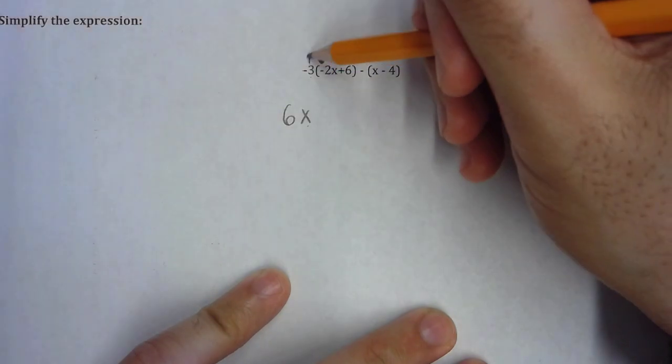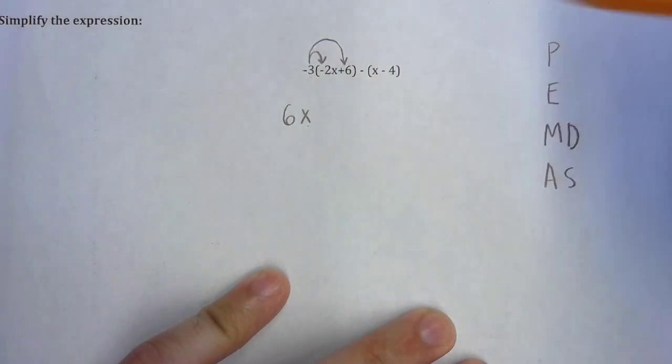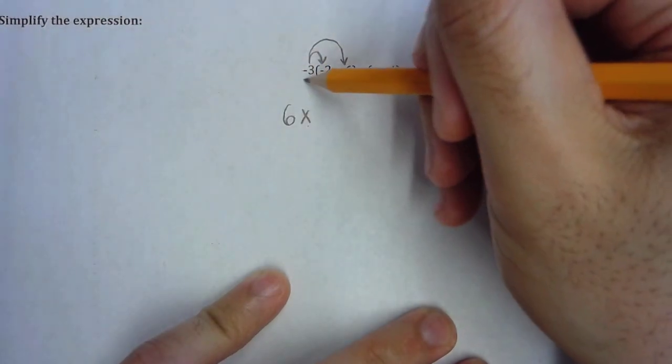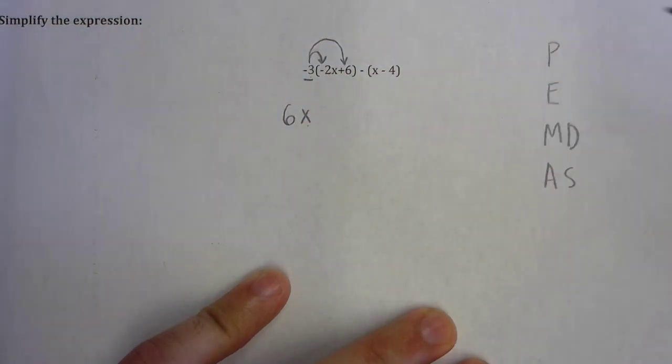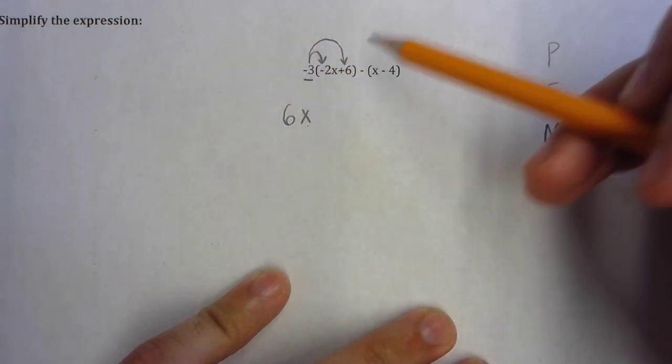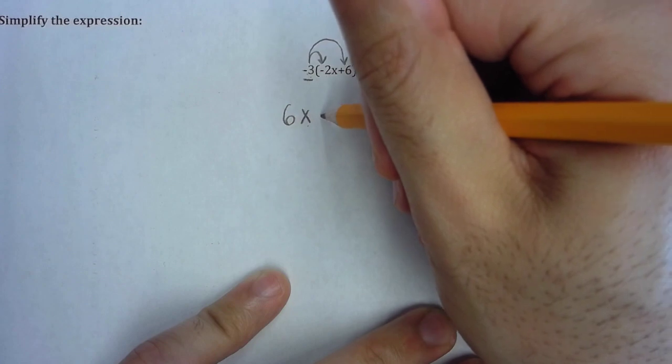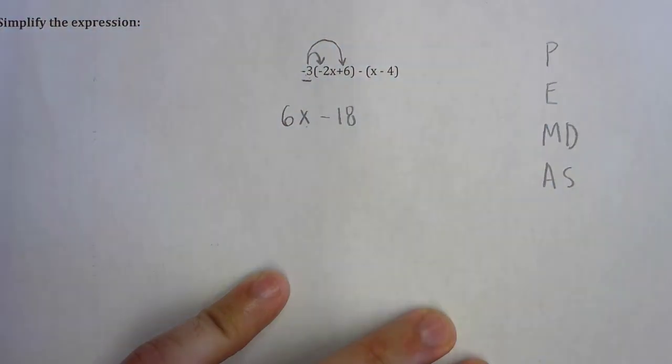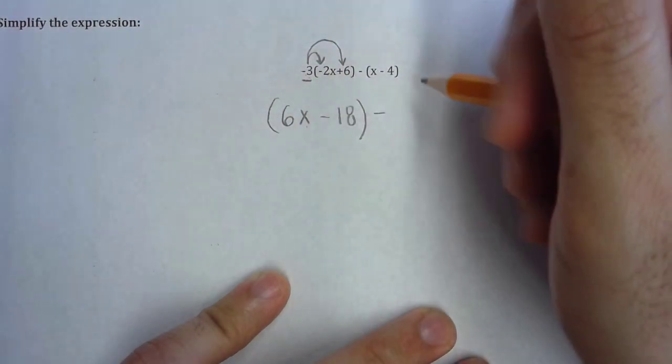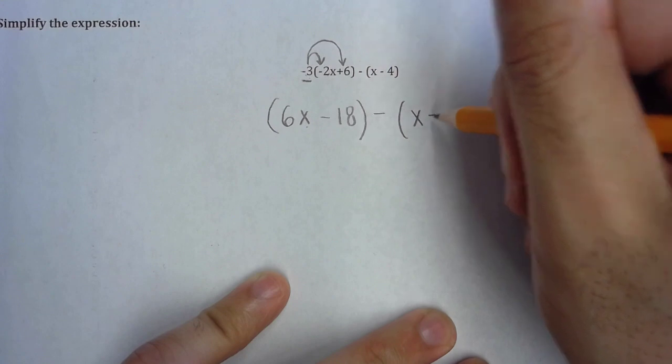We still have to distribute that -3 to this positive 6 because, again, this coefficient must be multiplied by everything inside of the parentheses. -3 times positive 6 is -18, so I'm simply subtracting 18. That is one value right here. We're not done just yet. We still need to subtract the value of x minus 4.